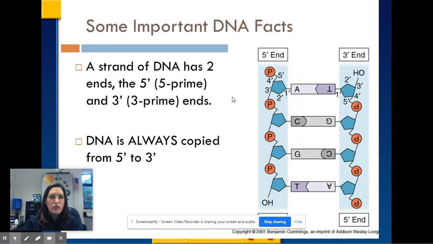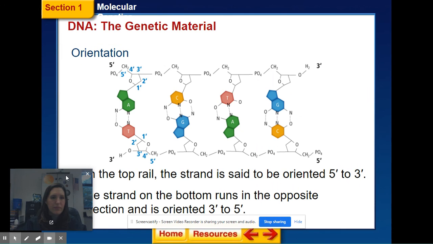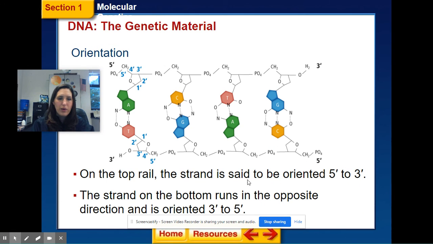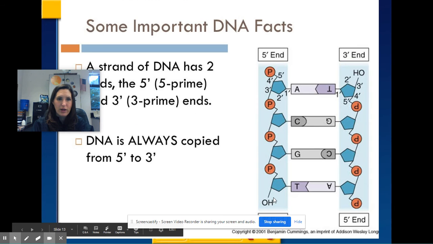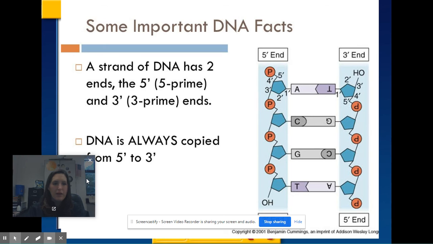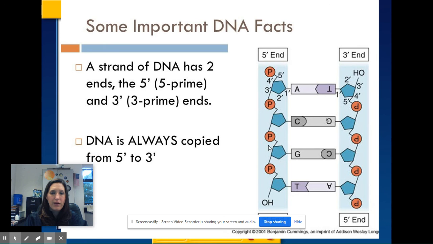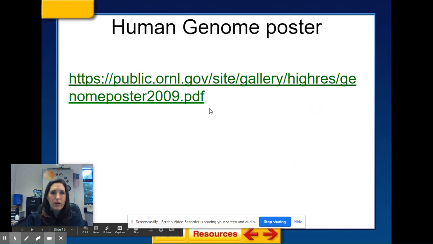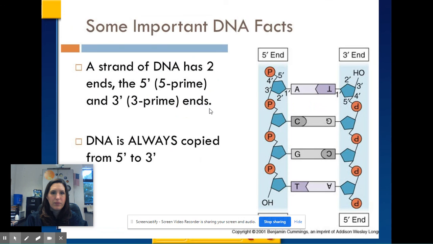Okay, so the strand that runs, here we go. On the top rail, the strand is said to be oriented 5 to 3 prime, and the strand on the bottom is running 3 to 5 prime in the opposite direction. The strand of DNA has 2 ends, okay, and DNA is always copied from the 5 going to the 3. So we end up calling this side the leading strand, and the other side we call the lagging strand.